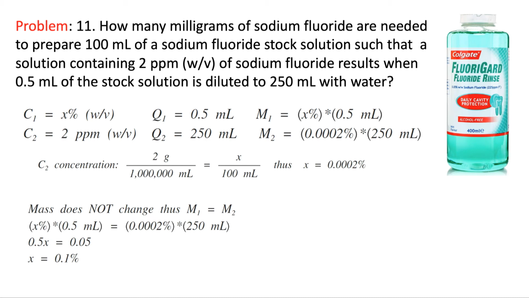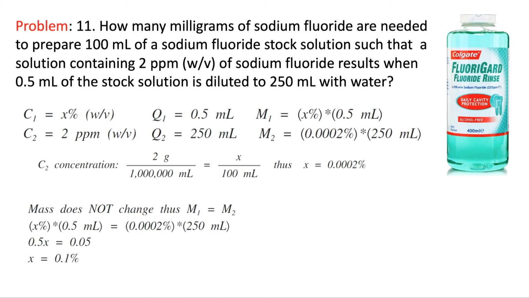0.0002 times 250 is 0.05. So now all I need to do is divide both sides by 0.5, and I see that X is actually equal to 0.1, and remember X was equal to the percent concentration to begin with. So I know that what I need to do to make this final product is my concentration to begin with has to be 0.1%. That's not my final answer. I need to know that.